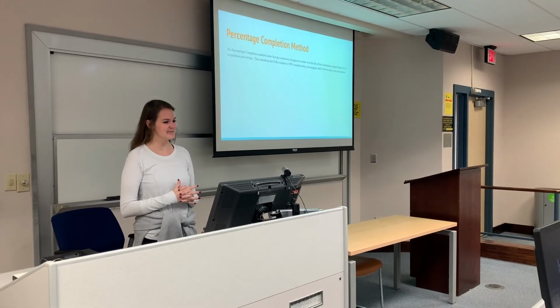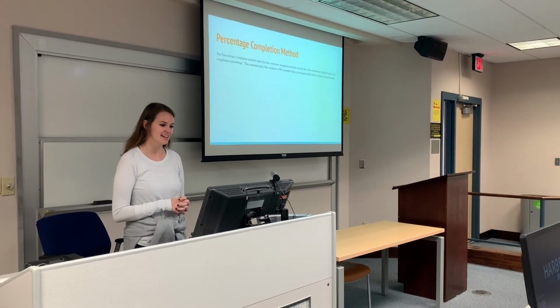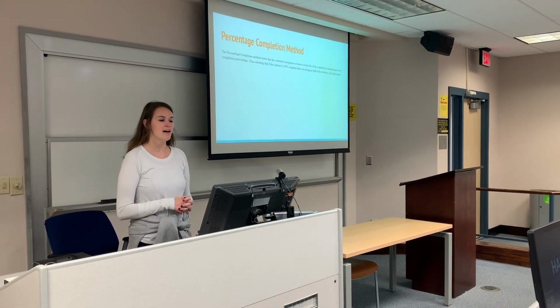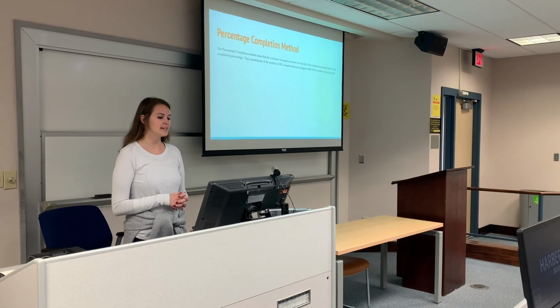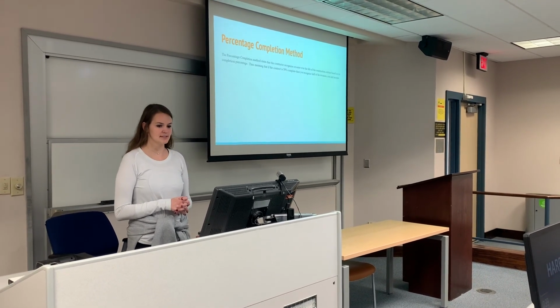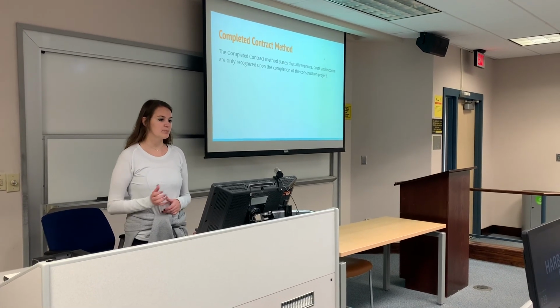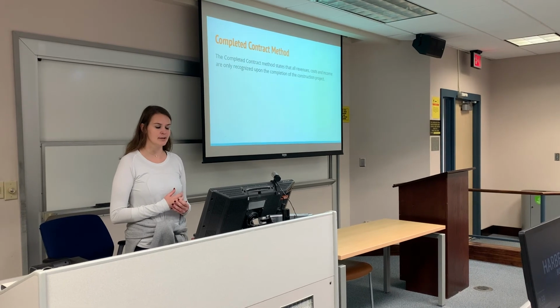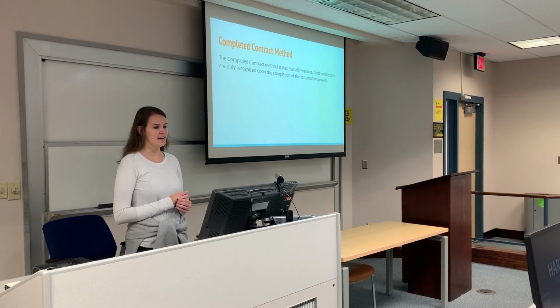Okay, so what are these 2 methods? Well, the first one is the percentage of completion method, which states that the contractor recognizes revenue over the life of the construction based on its completion percentage. So that means that if a contract is 50% complete, then you'll recognize half of the revenues, expenses, and income. So what is the completed contract method then? Well, that method states that all revenues, costs, and income are only recognized upon the completion of the construction project.